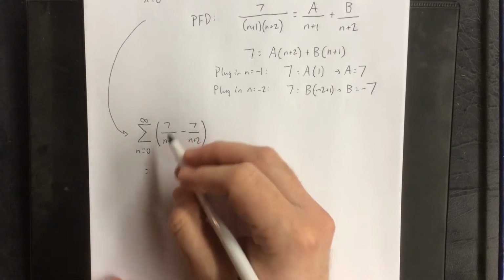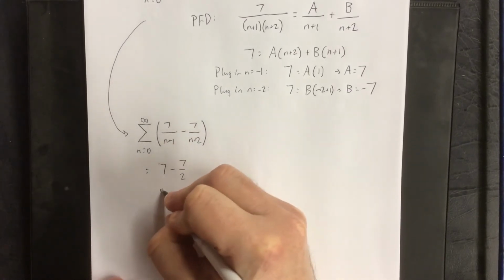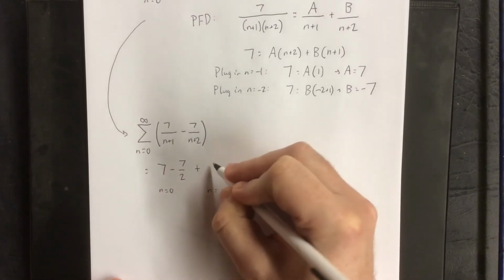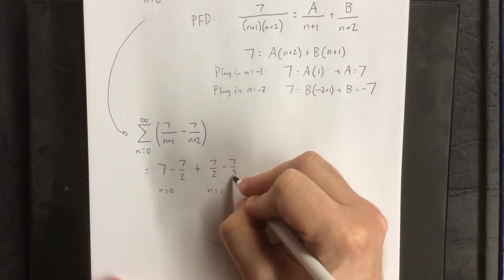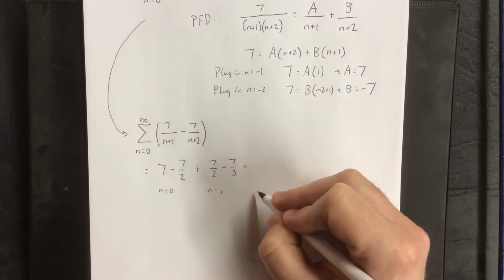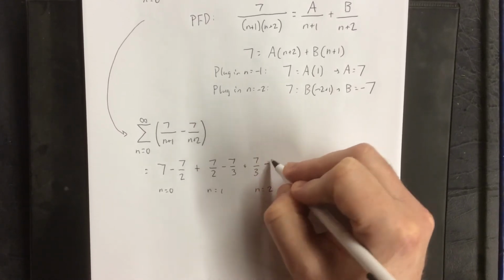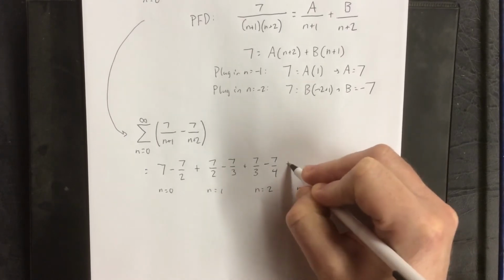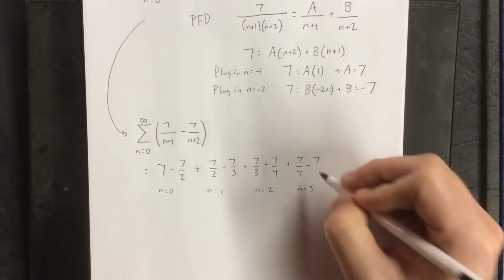So this will be 7 over 0 plus 1 minus 7 halves. It'll be for n equals 0. Plus, for n equals 1, we'll have 7 halves minus 7 thirds. Plus, for n equals 2, that'll be 7 thirds minus 7 fourths. And for n equals 3, this will be plus 7 fourths minus 7 fifths.